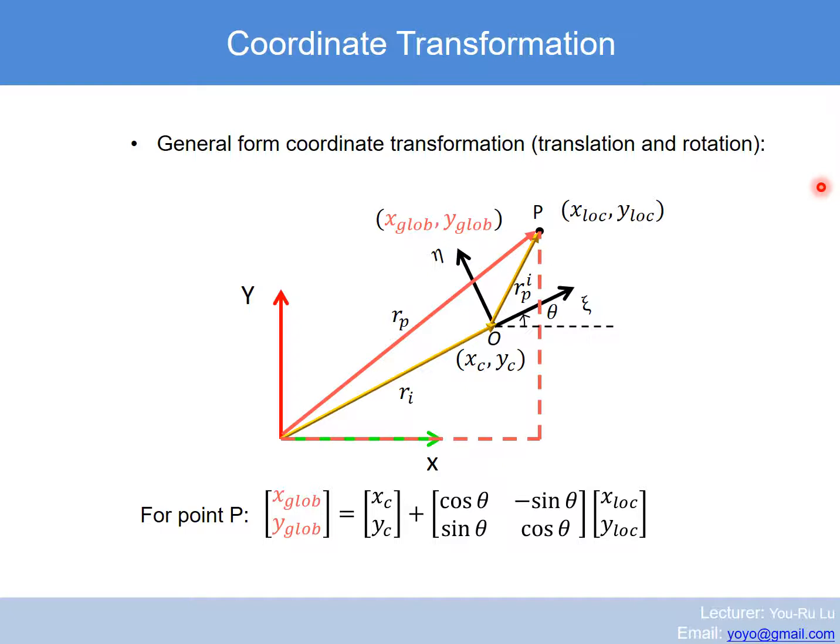So in general, to describe a coordinate transformation with both translation and rotation, we can combine the results we derived just now and get the equation in this form. Okay, that's pretty much all you need to know before we get into the detail about CAD.